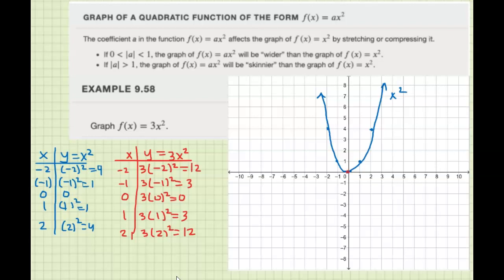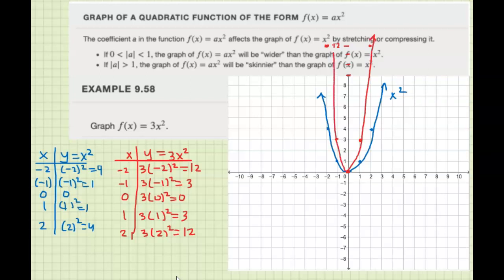Okay, so we have 0, 0; 1 and 3; negative 1 and 3; 2 and 12; negative 2 and 12. Okay, so we're going to do the parabola.